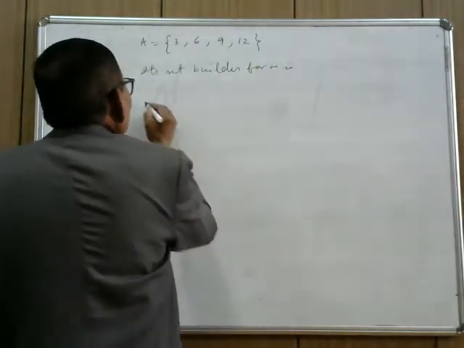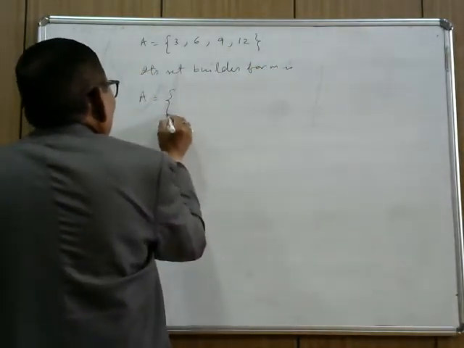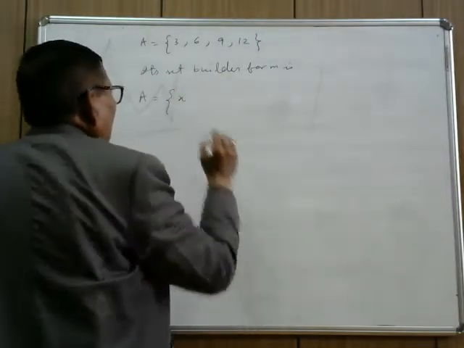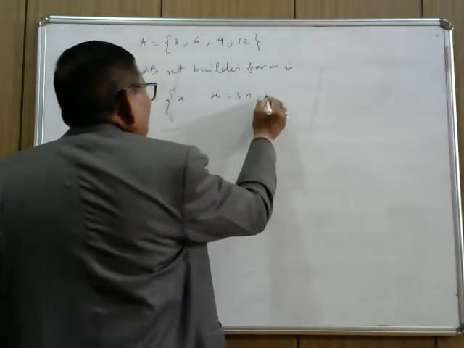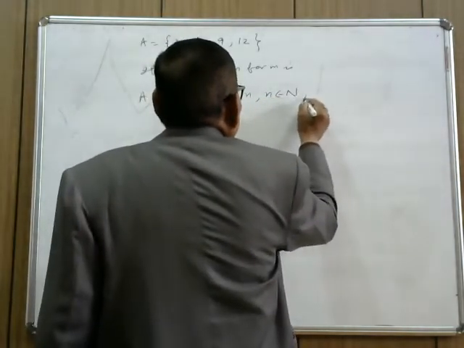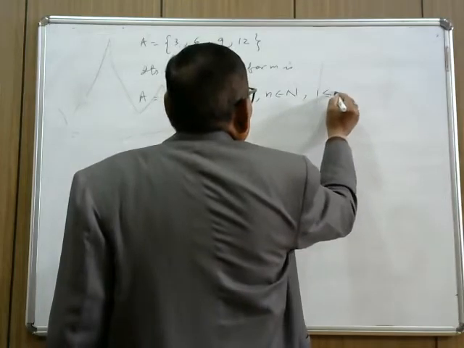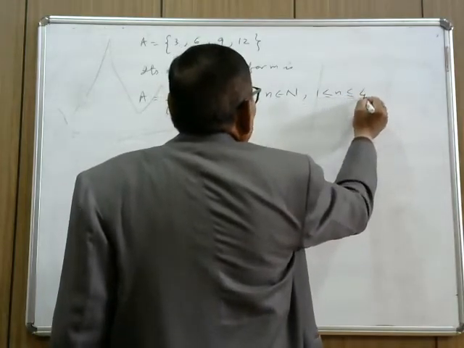is the set A equal to all x such that x is equal to 3n, n belongs to N, and 1 is less than or equal to n is less than or equal to 4.